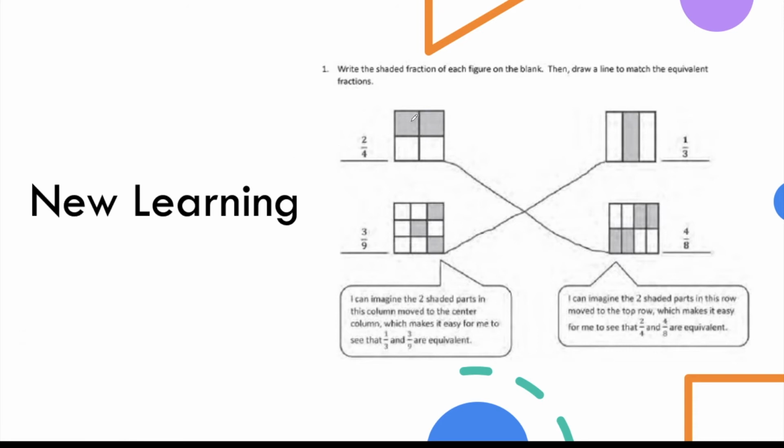Great. Let's take a look at the fourths. I can imagine the 2 shaded parts in this row moved to the top row. So we're going to imagine that this part is all filled in and this part is all white. Well, if you imagine that, you can see that these take up the same amount of space. So they are equivalent. We can only do this kind of equivalent stuff because these shapes are the exact same size. We're trying to think about how much space all of these fractions take up.